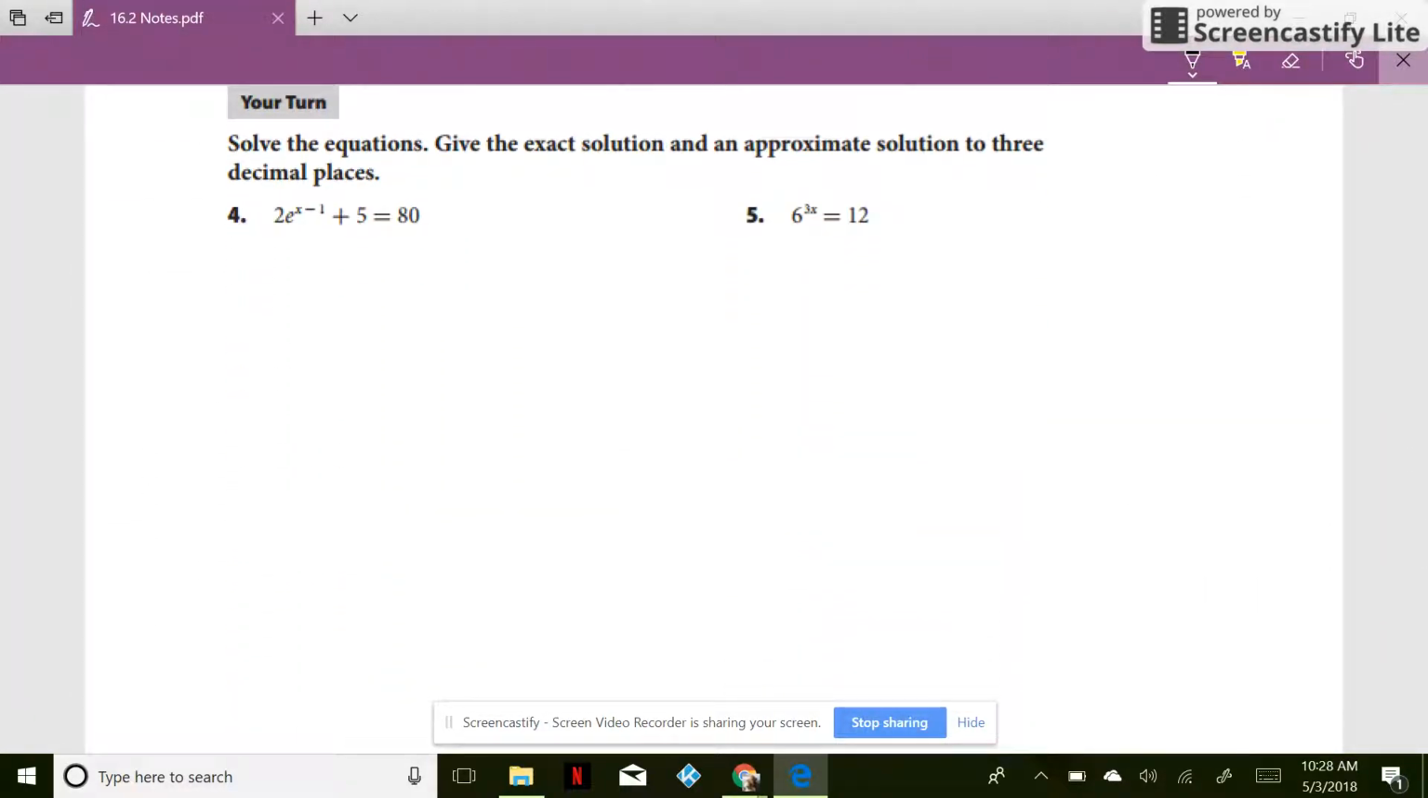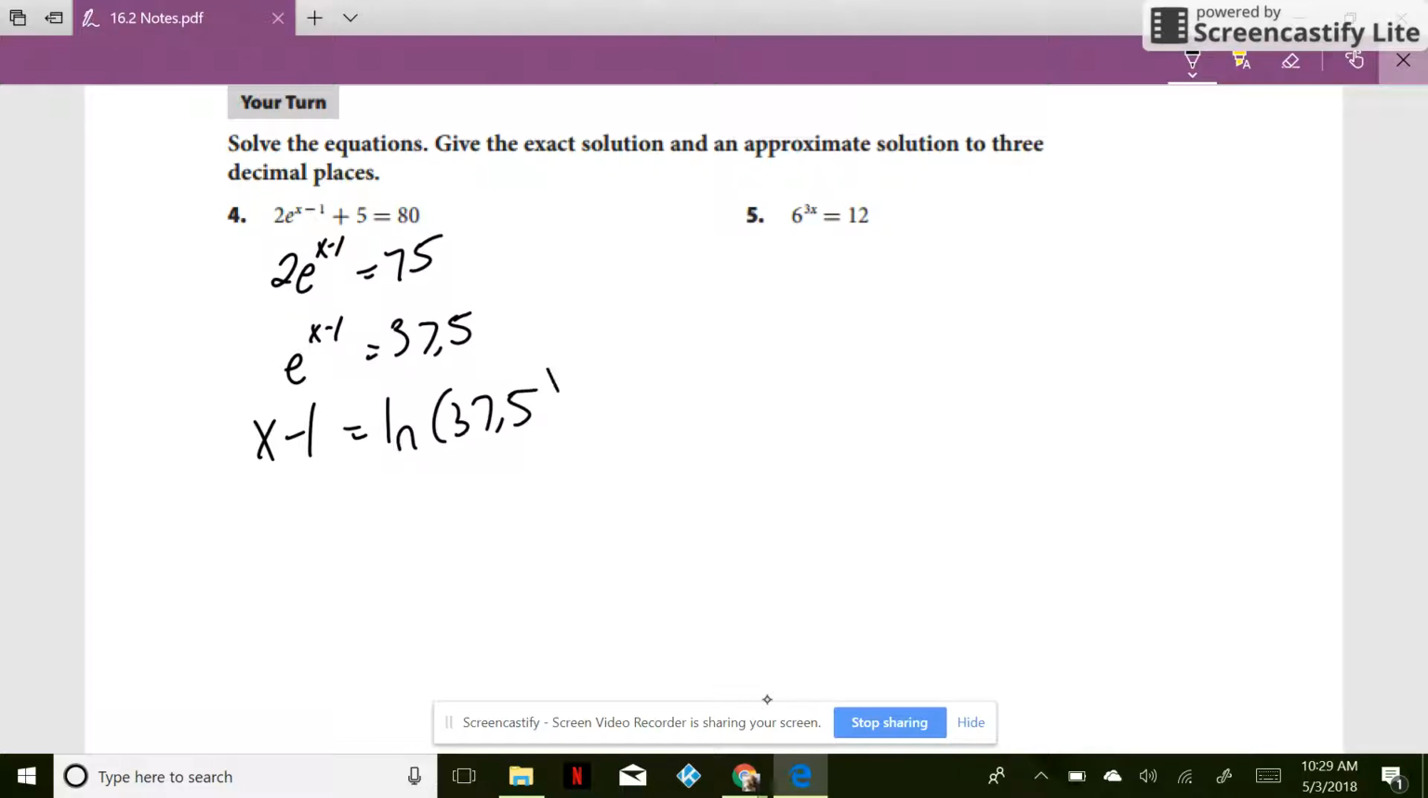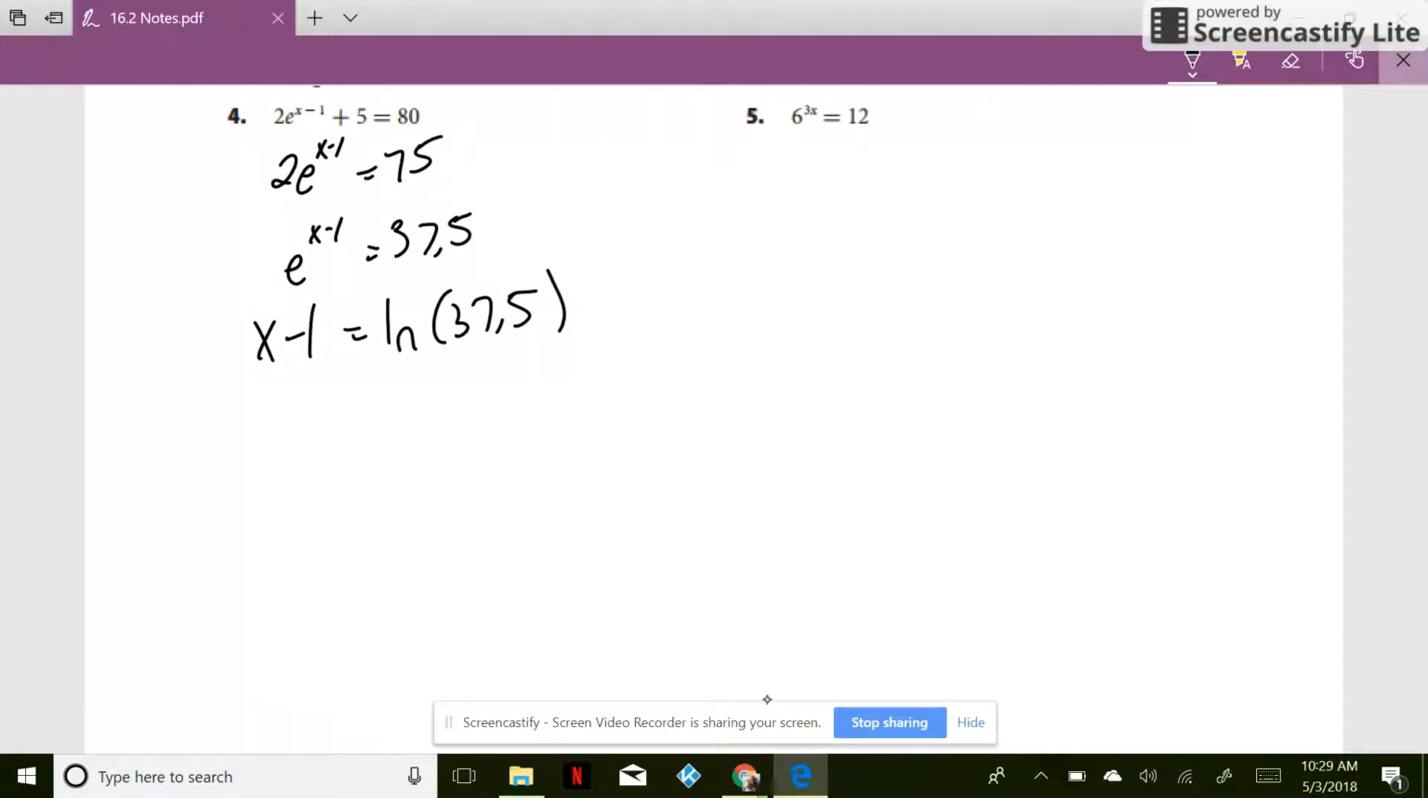So we want to solve these equations. So again, first thing we want to do, we want to isolate the base and the exponent. So here we're going to subtract the 5. And then we're going to divide by 2. So now we're going to take the natural log of both sides since our base is e. So taking the natural log of both sides, we'll just be left with the exponent. And then we can just add 1.